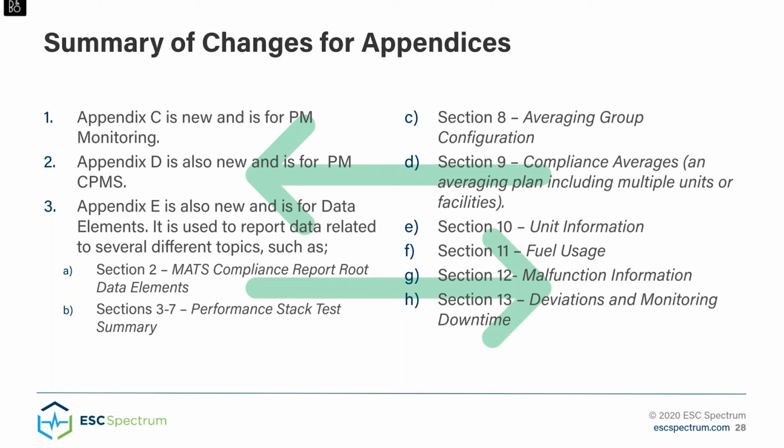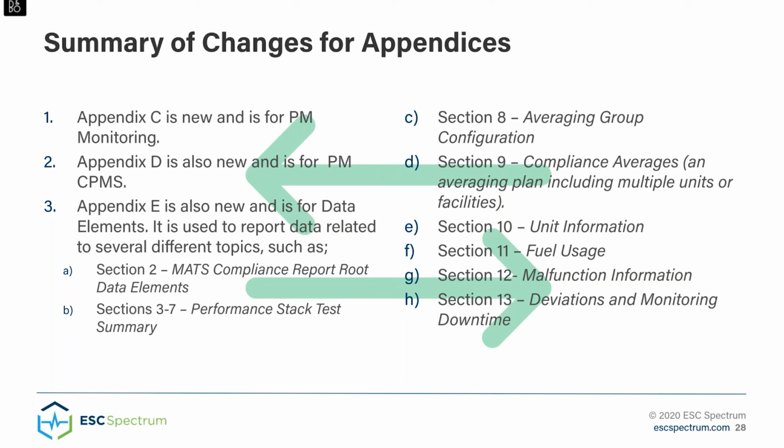And then moving to the last section, let's talk about some of the changes to the overall appendices themselves. Appendix C, which is for PM monitoring, Appendix D, which is for PM CPMS, and Appendix E, those are three brand new appendices. So if you have systems that fall under Appendix C or D, you need to read those. And just about everybody is going to have to use various sections and parts of Appendix E to do their reporting. Here I give you a breakdown of some of the sections within Appendix E, and you can see they're all over the place.